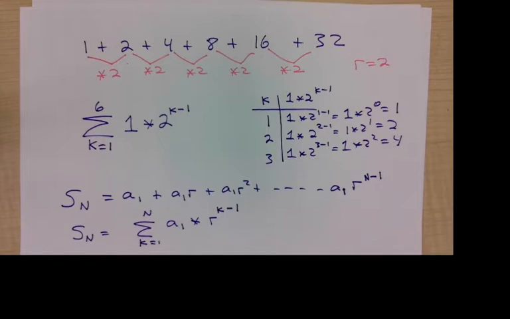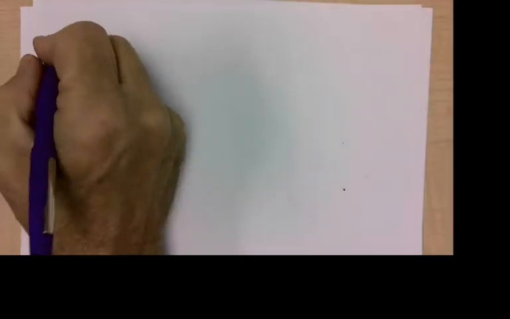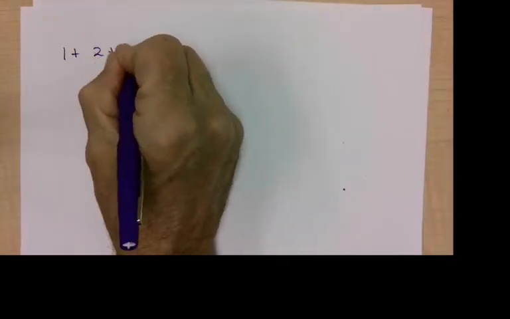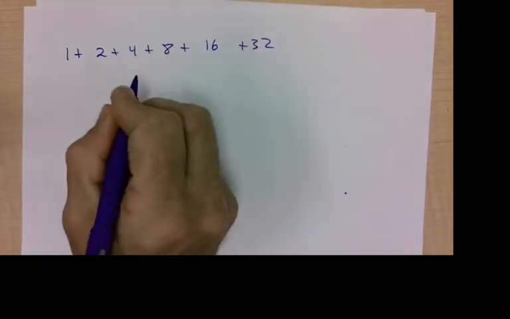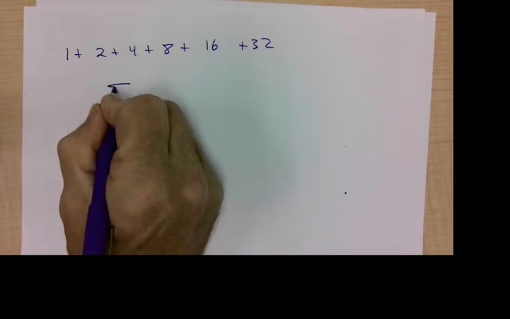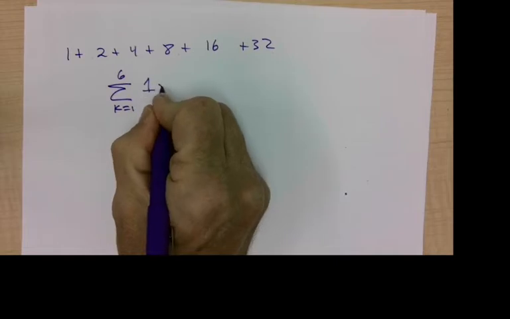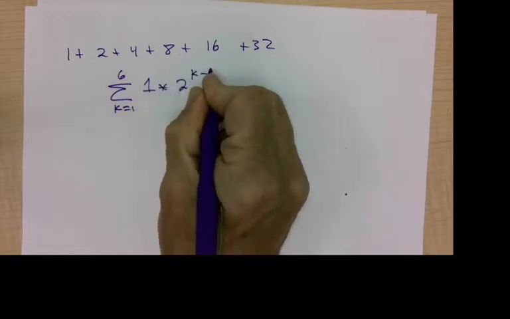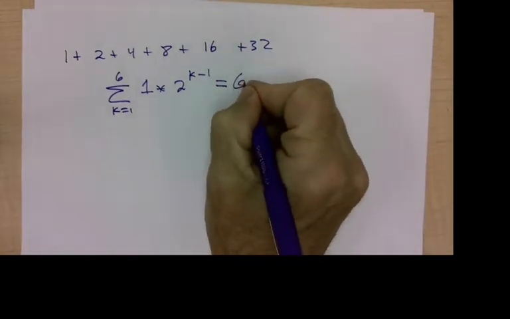Now, we can certainly add our 1 plus 2 plus 4 plus 8 plus 16 plus 32. That's not difficult for us to do. It's the same as we showed on the previous slide, the sum as k goes from 1 to 6 of 1 times 2 to the k minus 1. Well, we just grab a calculator and add them up, and we get 63.